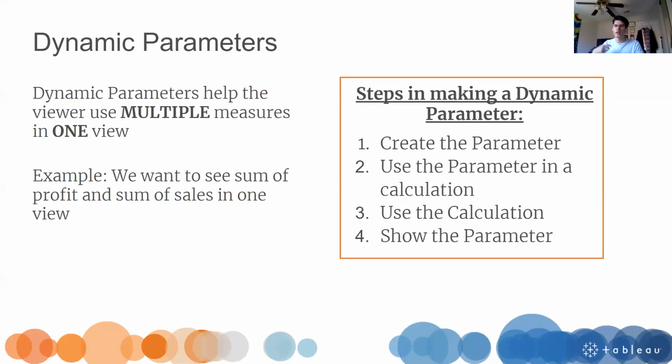So if you were to upload this, you and your other stakeholders or coworkers can go and see through each, profit and sales. And so with this, with dynamic parameters, there's just one more step. So you create your parameter, you use that parameter in the calculation, and then you use that calculation. So you have to deploy that calculation into the view, and then you show the parameter. And so our example is just what I was talking over a few seconds ago, which was sum of sales and sum of profit in one view.